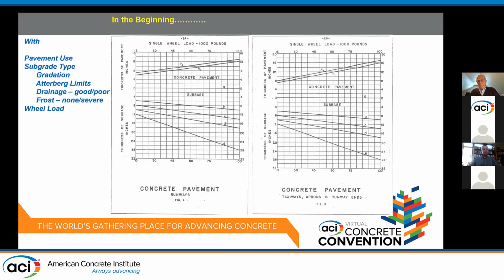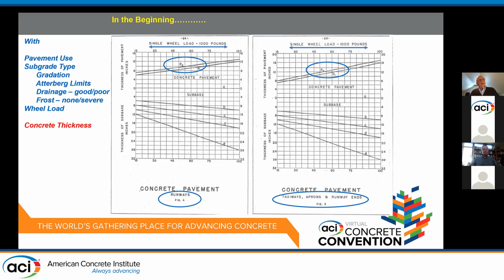If you had the pavement use, whether you had runways, taxiways, or aprons and runway ends, you went into the particular chart appropriate. The subgrade was based on stipulated gradation, Atterberg limits, and whether you had good drainage or poor drainage, and whether you had no frost or severe frost. And then obviously the wheel load. So with those 3 factors, one could design the pavement.